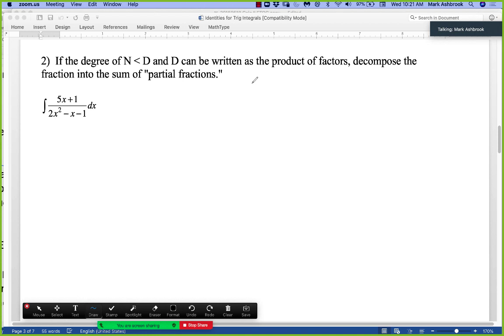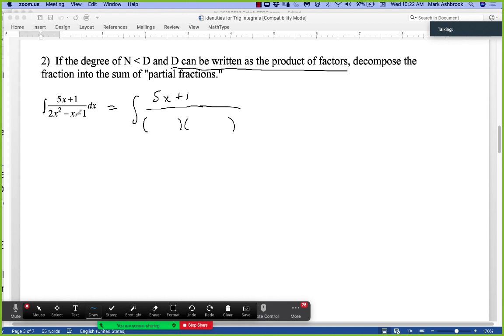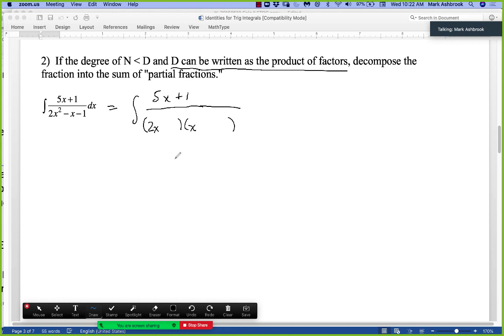What we're going to do is, if the denominator can be written as a product of factors, so can I write that as a product of factors? Meaning, can I factor this out? Does it work to factor it out? So we try 2x and x. And then I need to multiply to -1 so that it adds to -x. Can I do it?